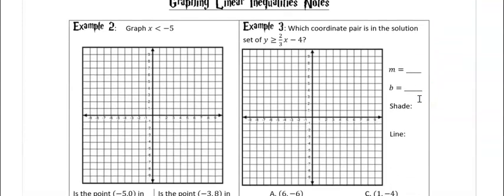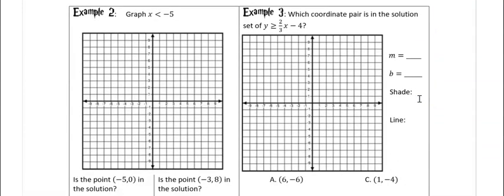Let's move on to example 2. So they say graph x is less than -5. Okay. Notice in this equation we're missing a variable. We're missing our y, right?